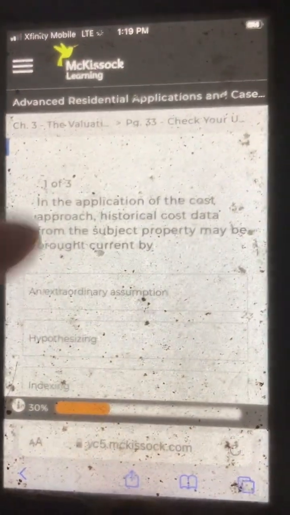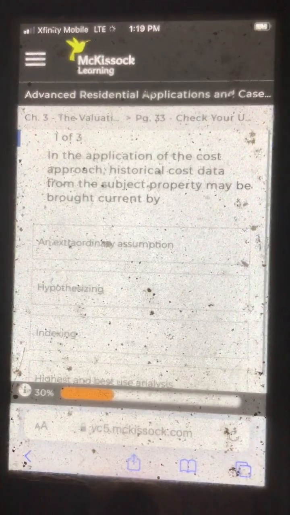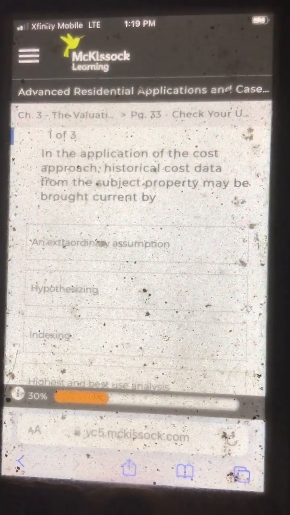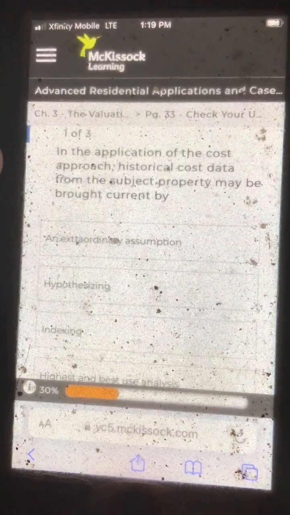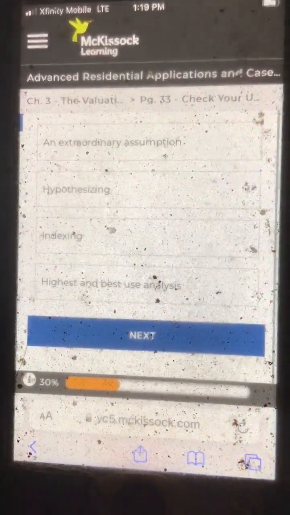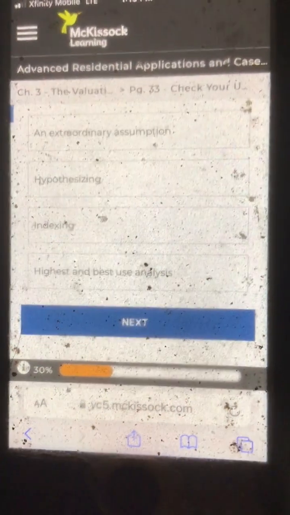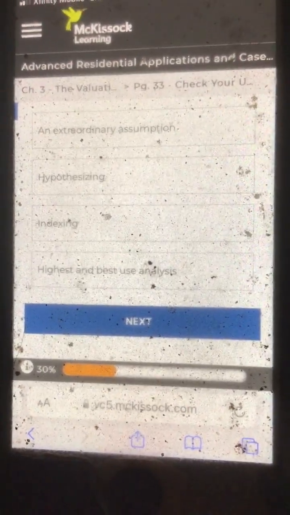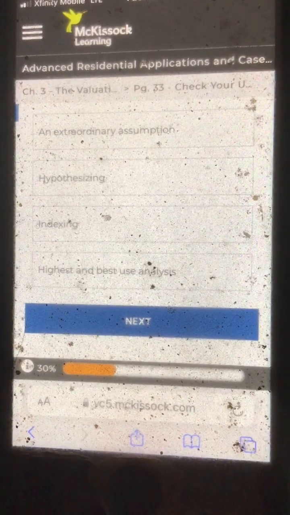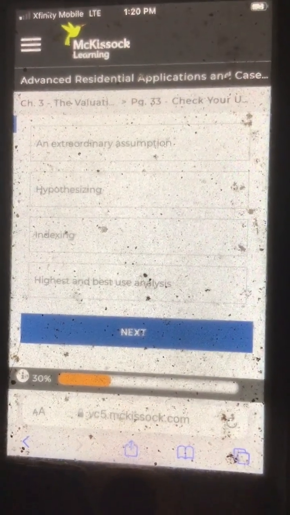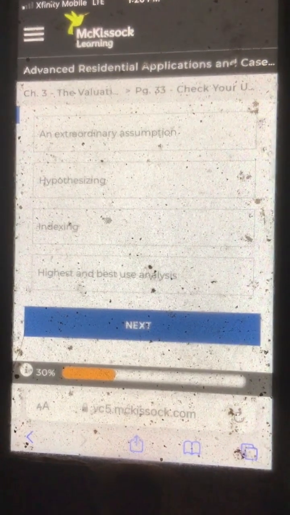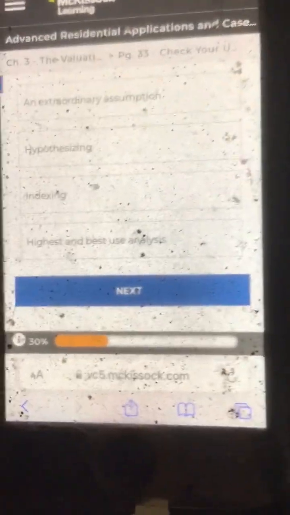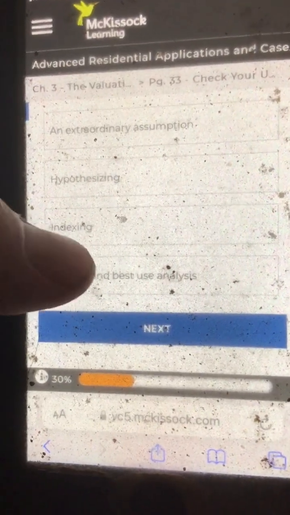Start quiz. Number 1. In the application of the cost approach, historical cost data from the subject property may be brought current by A, an extraordinary assumption, B, hypothesizing, C, indexing, or D, highest and best use analysis. I'm gonna go indexing. I just remember reading something about that though.